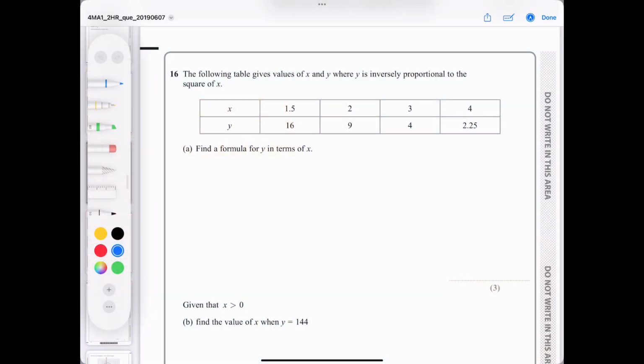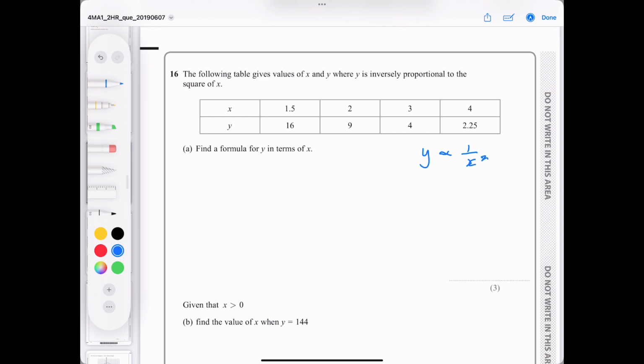Still doing the IGCSE from June 2019, and this one is about inversely proportional numbers, or formulae. So when you have y inversely proportional to the square of x, which means y equals k over x squared.